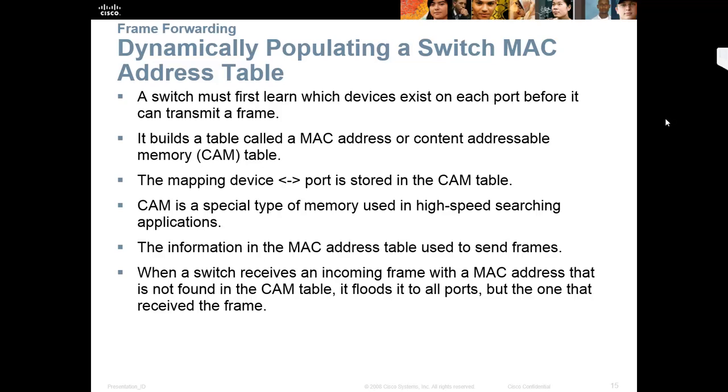When the switch receives an incoming frame from a MAC that is not found in the CAM table, it floods it to all ports but the one it was received on. This is something that you can actually see at home if you've got a switch on your wireless network, or a switch plugged into anything. If you unplug that switch and plug it back in and then send data immediately, one or two frames will go to every port on your switch. The reason for that is that it doesn't really know where to send it. On a larger network, it takes a little bit longer.